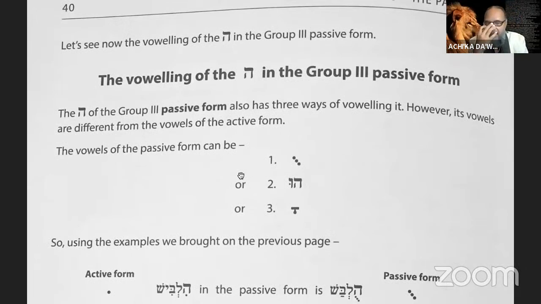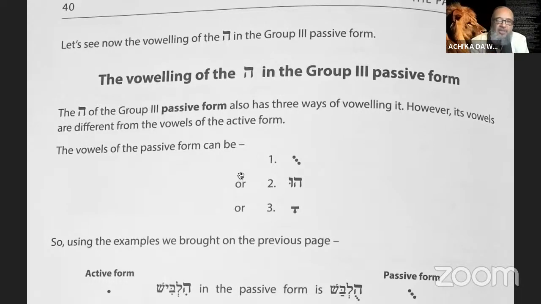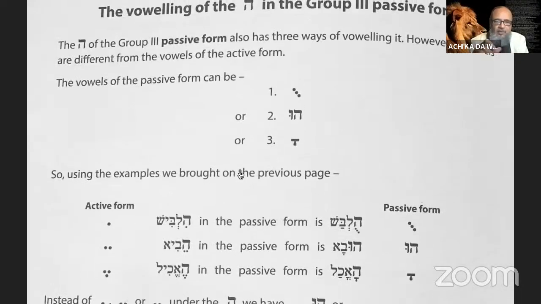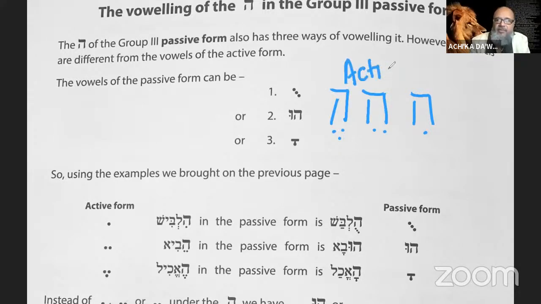All right. So now we're looking at the voweling of the hay group, group number 3, passive verbs. And it's talking about there's 3 ways of voweling it, all right? However, the vowels are different from the vowels of an active form. So what it's letting us know, you guys, is that vowels are what get us confused, okay? It gets us really confused because you're going to see stuff with the 1 dot, the 2 dots, and the 3 dots. Okay. And that is an active way.